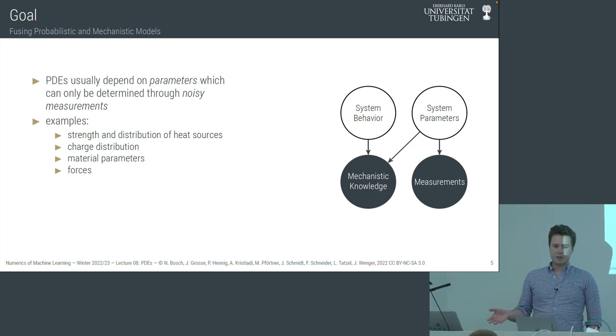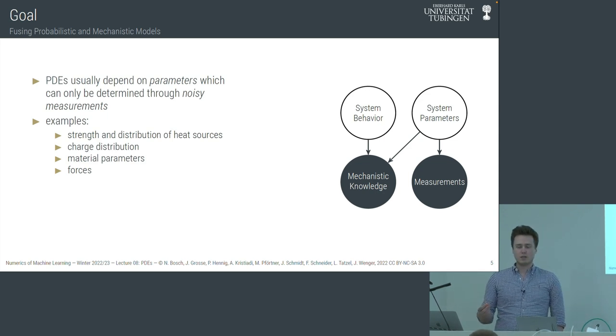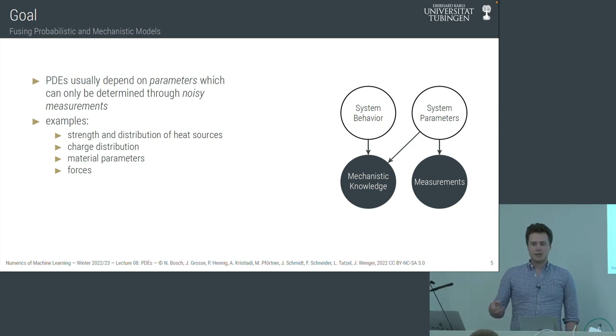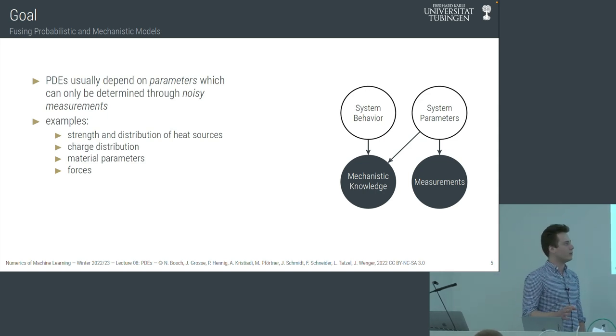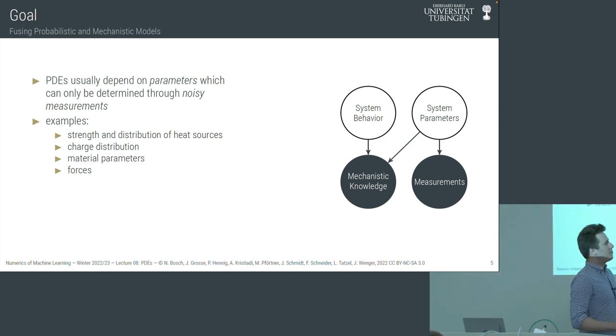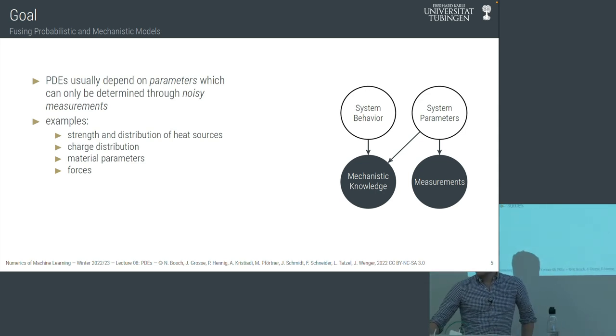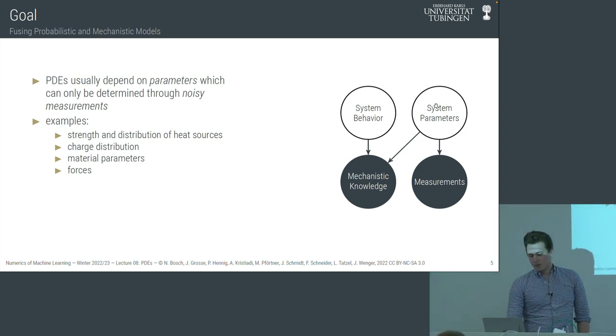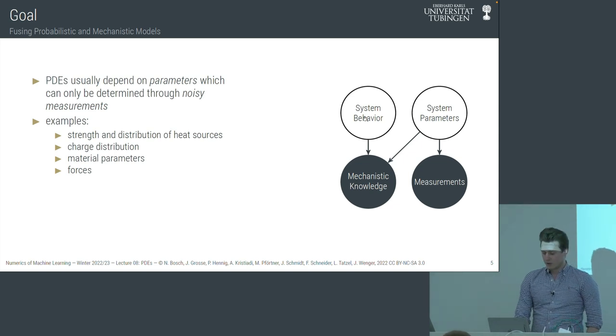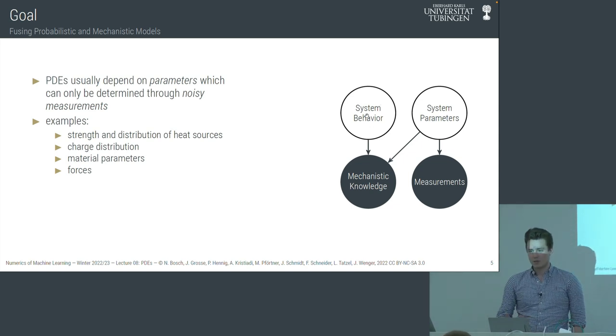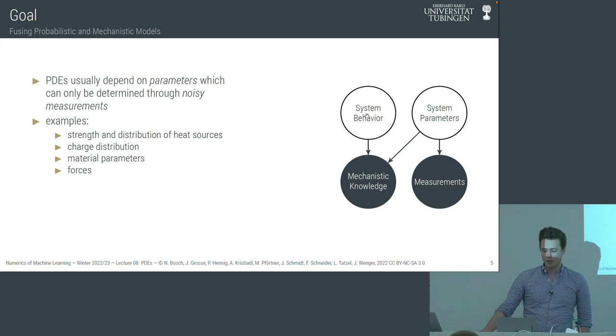These measurements are typically noisy, but from that we can already see that we need to be able to deal with observation noise in our models. And classical descriptions of these things typically don't handle that too well. So we have these measurements of the system parameters, and the system parameters need to be known in order to solve for the system behavior, right? Because the equation is governed by these parameters.